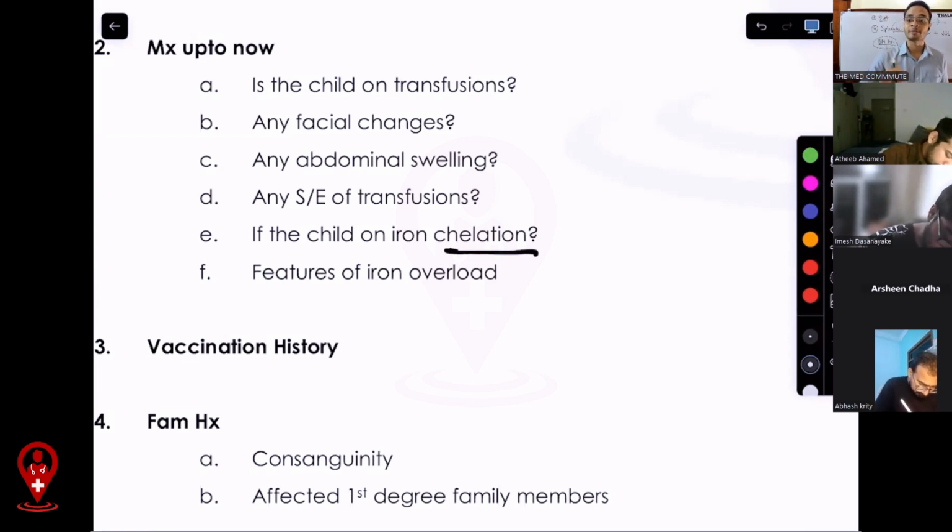And if they have done a splenectomy, have they been given the vaccines? Have they been given the prophylactic vaccines? All of these questions you must ask. This is again related to the next one as well, about the vaccination history. Here you can ask that. Here, guys, also you must ask.